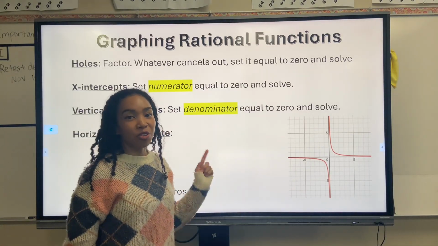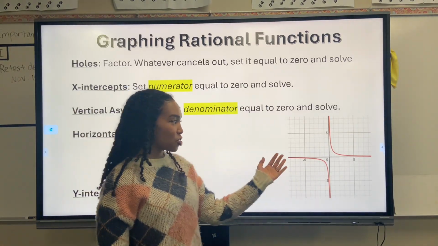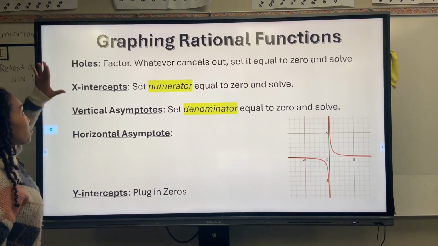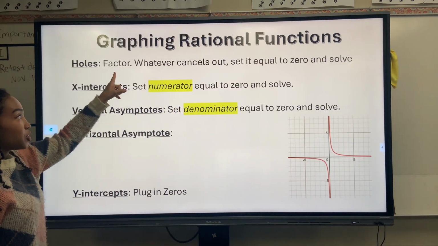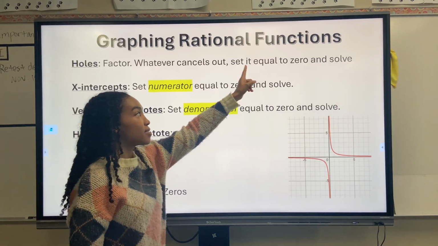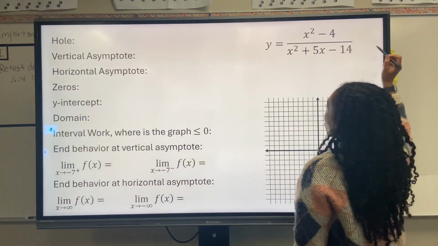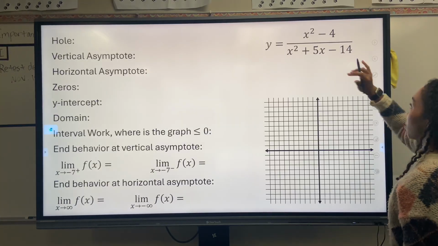Today's lesson is over graphing rational functions, and this is what rational functions look like. So in order to find the holes, you're going to factor. Whatever cancels out, we're going to set it equal to 0 and solve. So your first step is to always factor a rational problem.